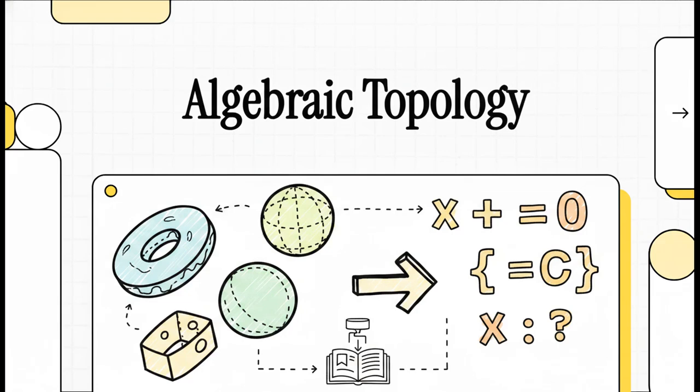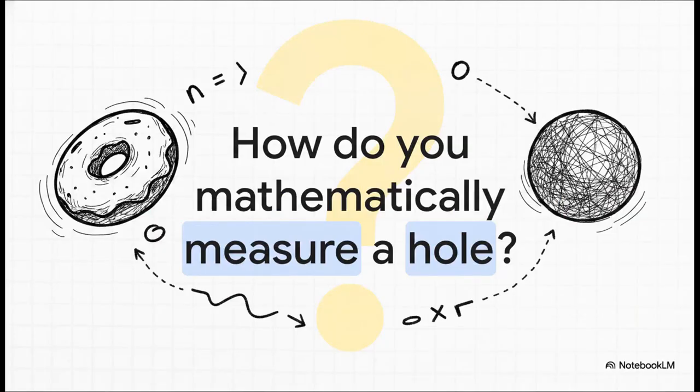Welcome to the Explainer. So today we are doing something pretty wild. We're going to build a mathematical dictionary. Imagine just for a second having the power to translate squishy, continuous, entirely geometric shapes directly into rigid computable algebra. I mean, that is the beautifully profound goal of algebraic topology, and we're going to unpack exactly how mathematicians actually pull this off. We're going to see how geometric shapes can literally be distilled down into numbers and equations that we can confidently calculate.